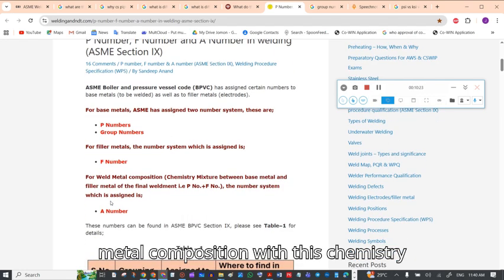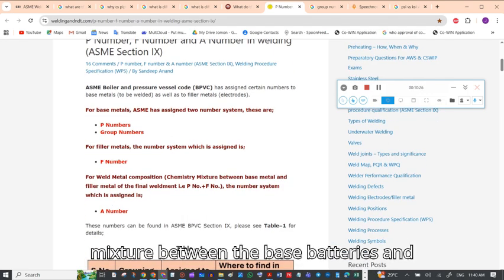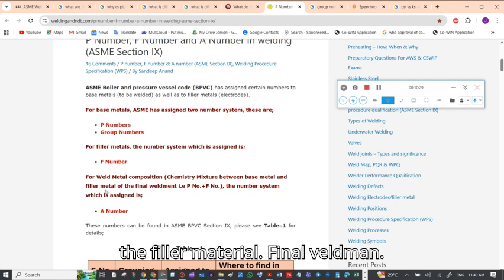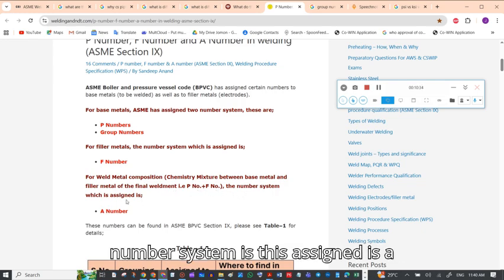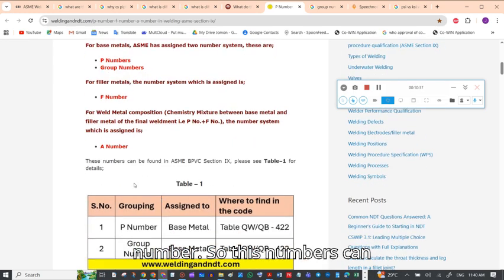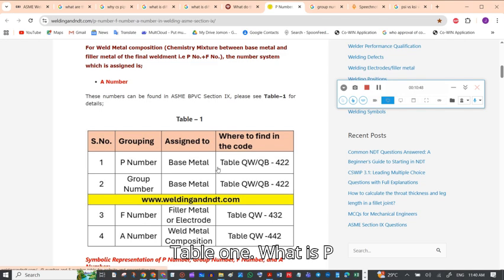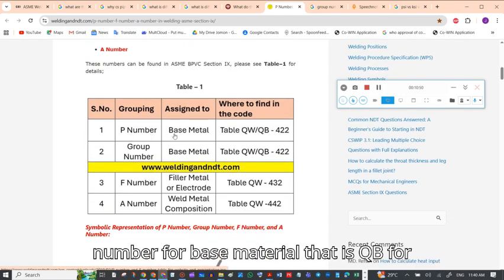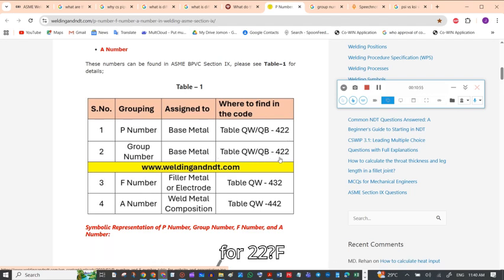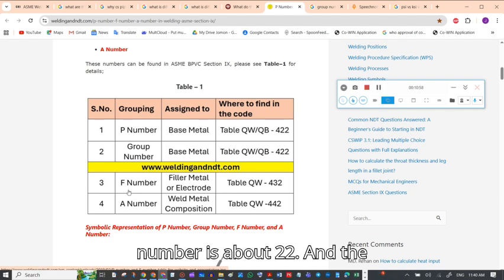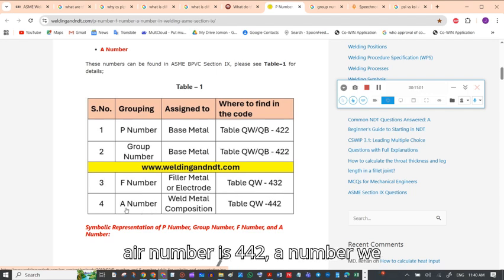And for the weld metal composition, that is the chemistry mixture between the base material and the filler material of the final weldable, that is P number plus F number, the number system which is assigned is A number. So these numbers can be found in the ASME BPVC Section 9, Table QB-422. That is P number for base material, group number for base material, F number is QB-432, and A number is QB-442.